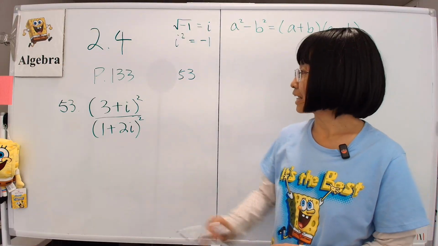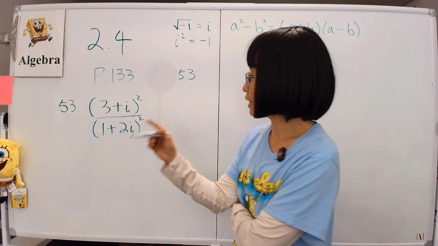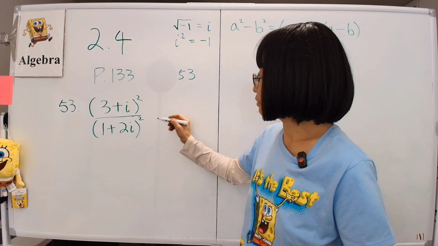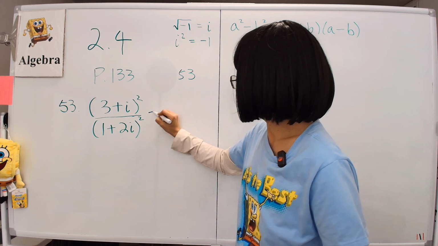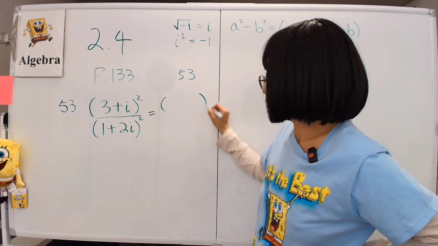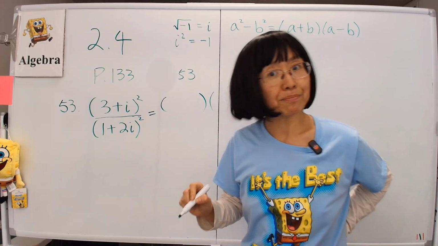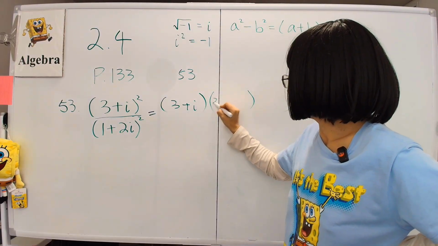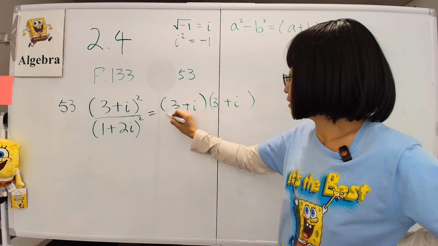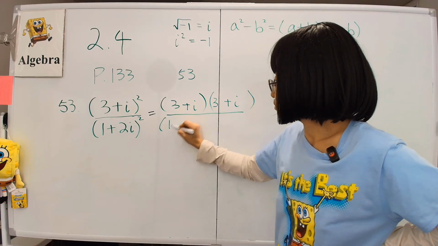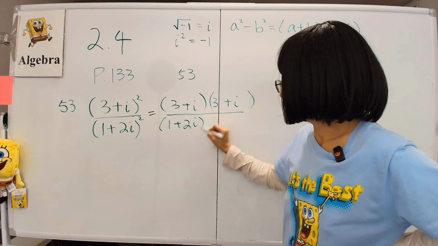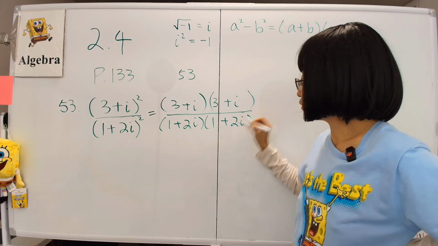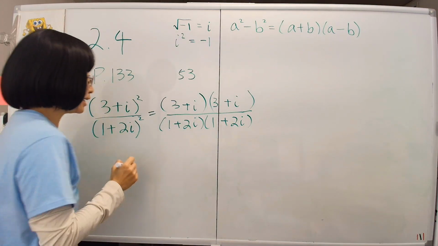So next, let's look at problem 53, where we have 3 plus i squared and then 1 plus 2i squared. We can do this the same way we always do. The square just means this thing is multiplying by itself, the same deal. So we'll do that: 3 plus i, 3 plus i. And then the same as the bottom, this thing is multiplying by itself. We'll write it out as 1 plus 2i. All right, and then we'll do the multiplication like we always do.